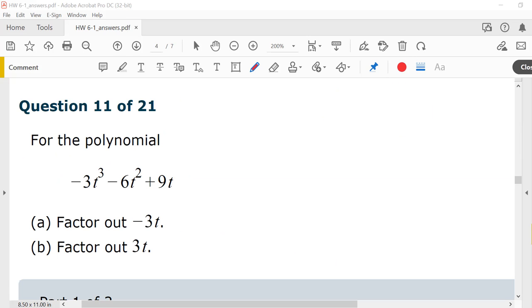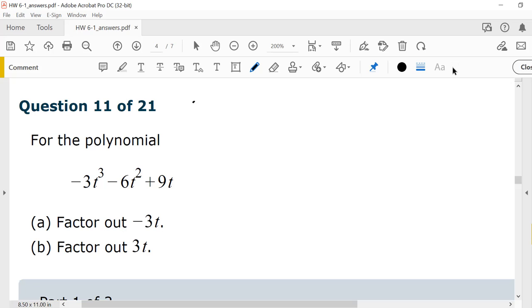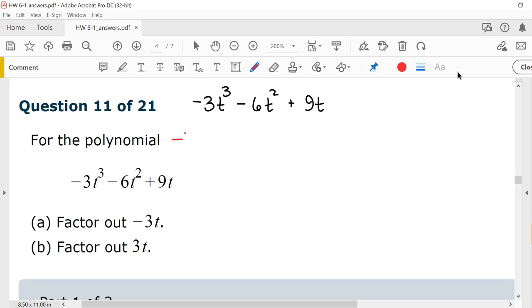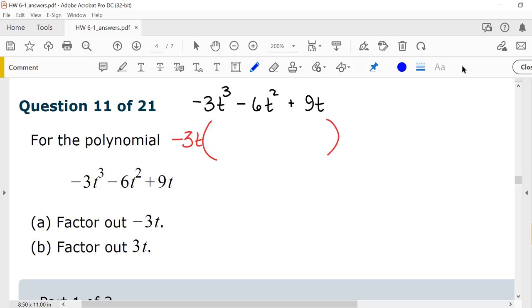Number 11, for that polynomial, first it wants you to factor out negative 3t. I'm going to rewrite it. Negative 3t cubed minus 6t squared plus 9t. They want me to factor out negative 3t. What remains? Negative 3t times what gives me negative 3t cubed? T squared.